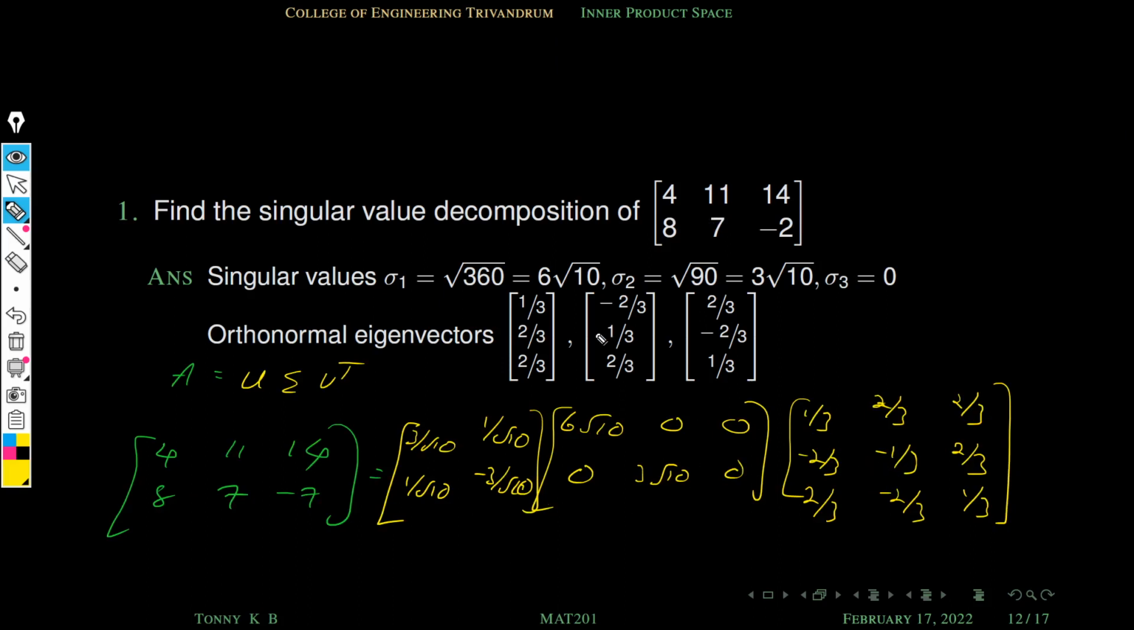Actually, this is minus. There is a typo. Actually, this is a minus 1 by 3. Typing error. Okay. Anyway, this is our U. This is our sigma. This is our V transpose. Okay, transpose of V. V is V1, V2, V3. This is a transpose. So this is a singular value decomposition.